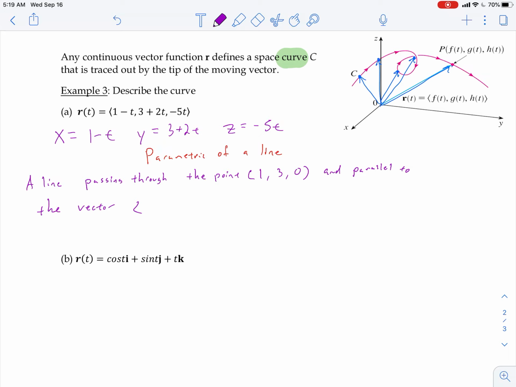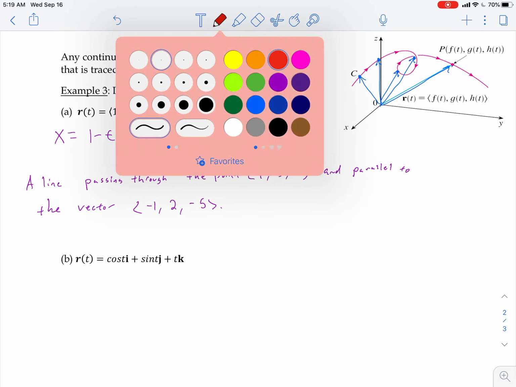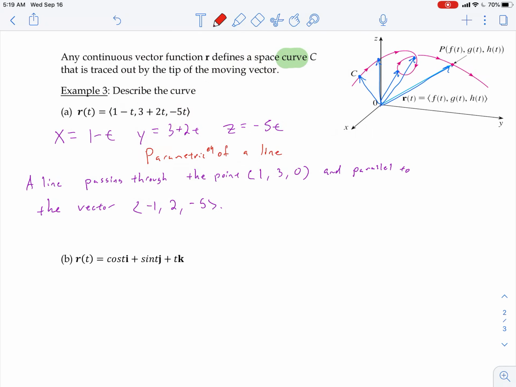The vector that it's parallel to is going to be all the coefficients of our variable t: -1, 2, and -5. And that's it. We described the curve. In this case, the curve was going to be a straight line. The reason we knew that is because after we wrote the parametric forms, we realized this is just a parametric equation of a line. And because we know it's a parametric equation of a line, let me make sure I denote that equation.